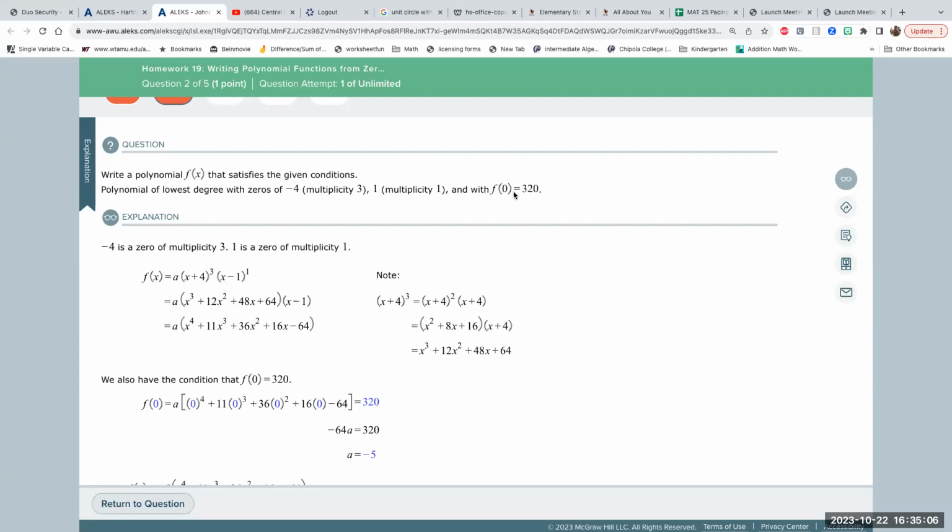And then it gives us an initial condition. What this right here is going to help you do is solve for that a value. All right, so we'll do that at the end.